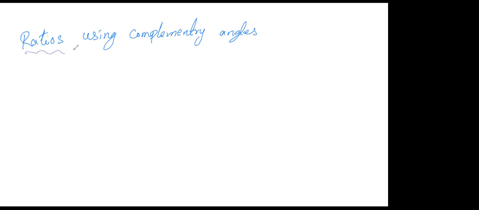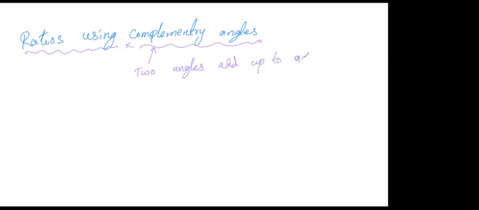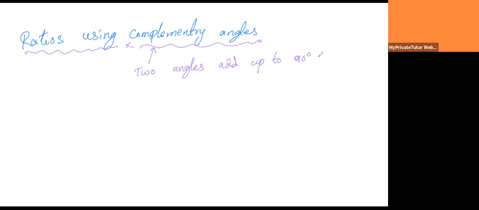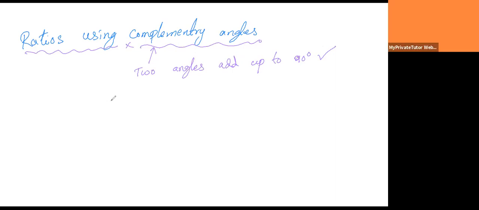Should be equal to 180? No. Complementary, in a sense, two angles add up to 90. 90 degrees, okay. So please remember that. Complementary angles is nothing but two angles that add up to 90. Supplementary angles, in a sense, are two angles that add up to 180. But this one is complementary.